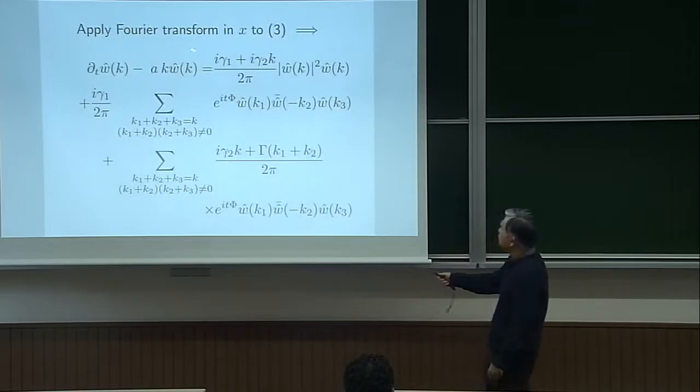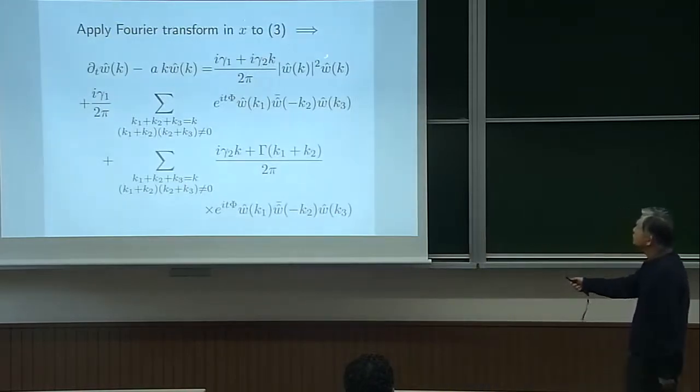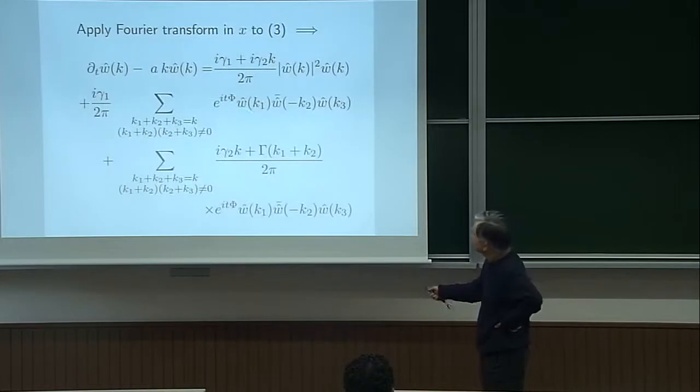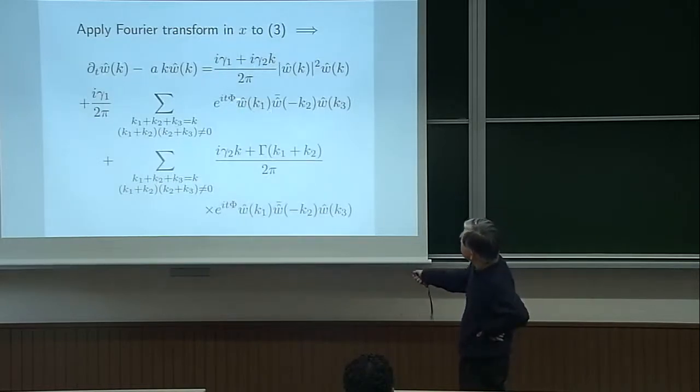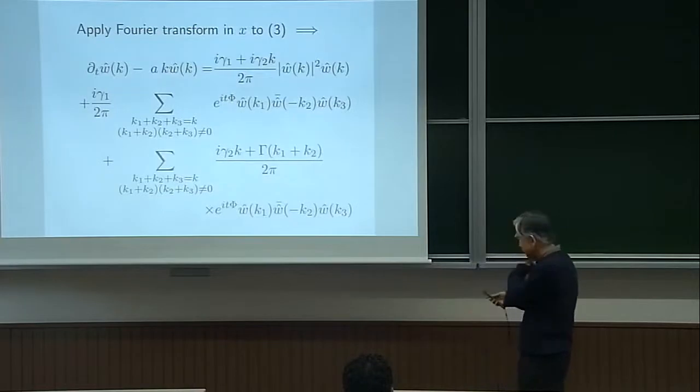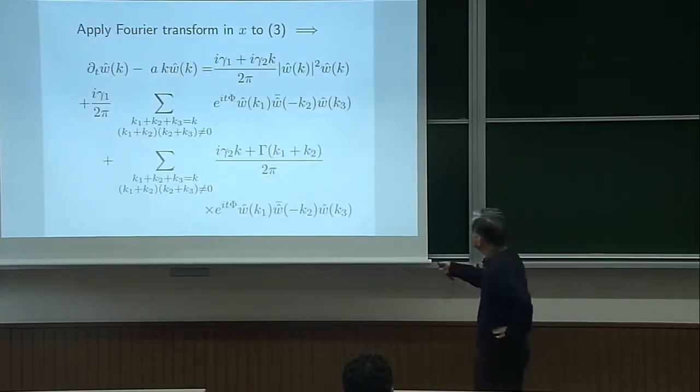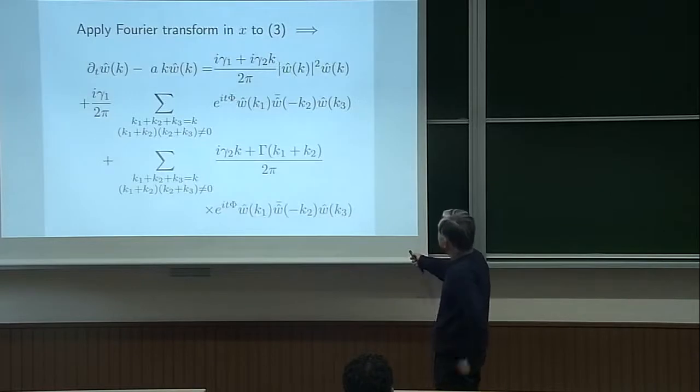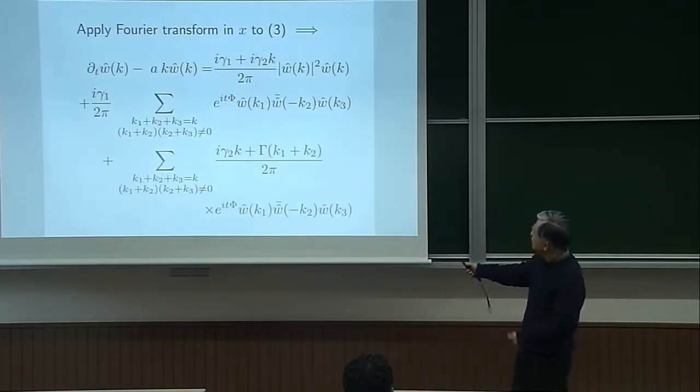Apply the Fourier transform in the X variable to equation 3. A little bit complicated, but okay. The important matter is that we have three kinds of terms on the right hand side. This is a resonant term. Resonant means, later I'll explain what is resonant. The frequency is the same, only K appears.